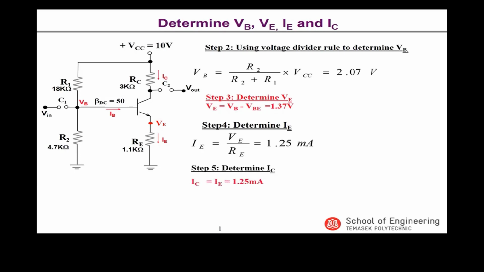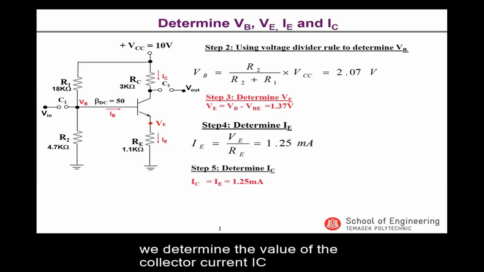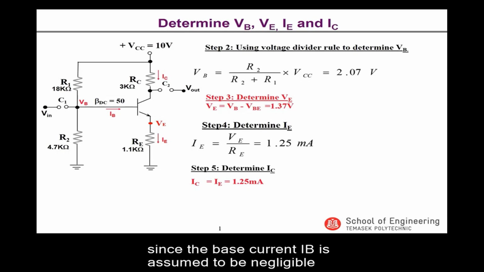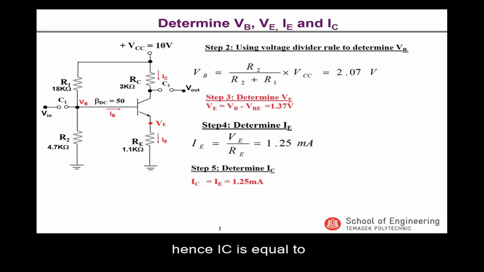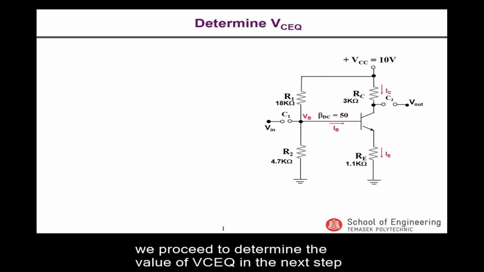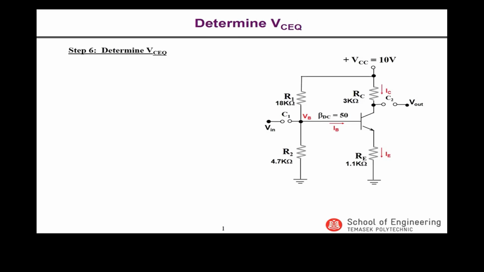Moving on to step 5, we determine the value of the collector current IC. IC is equal to IE since the base current IB is assumed to be negligible. Hence, IC is equal to 1.25 milliamperes. This is actually the ICQ value of the circuit. We proceed to determine the value of VCQ in the next step.